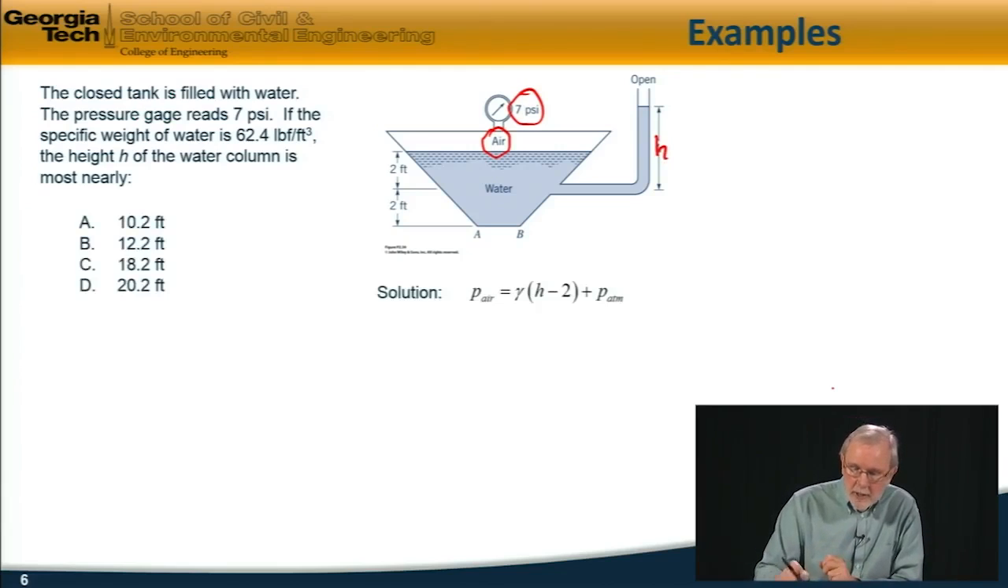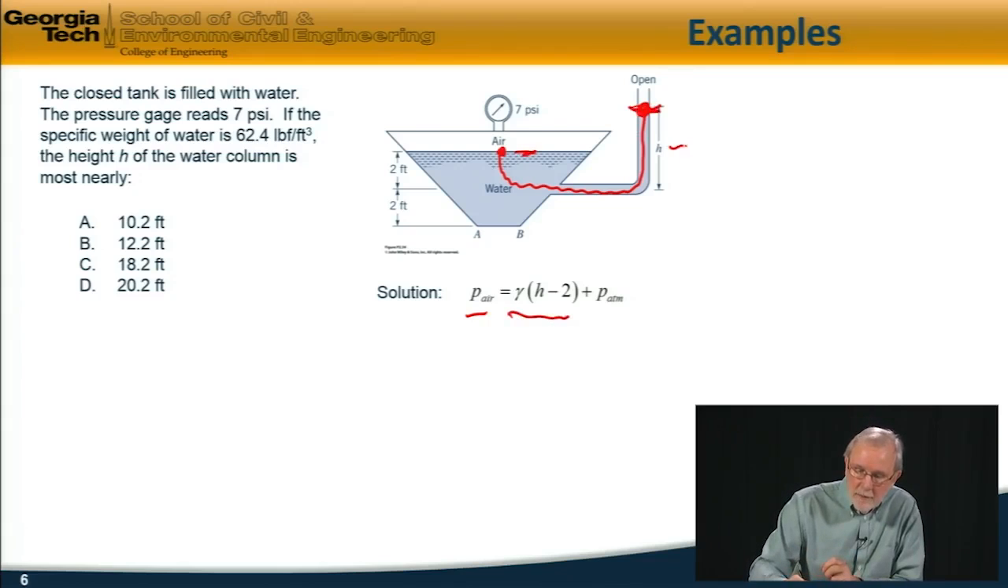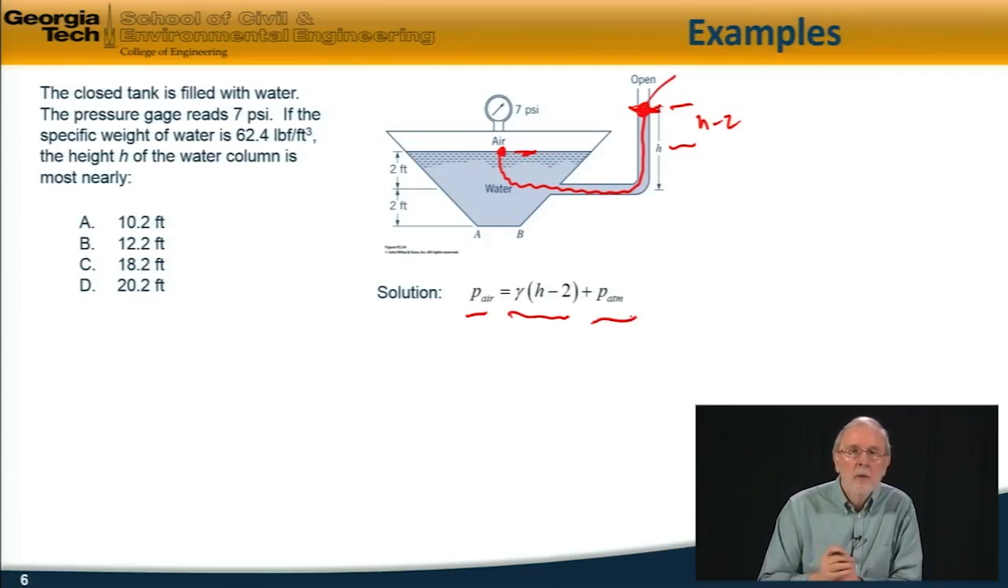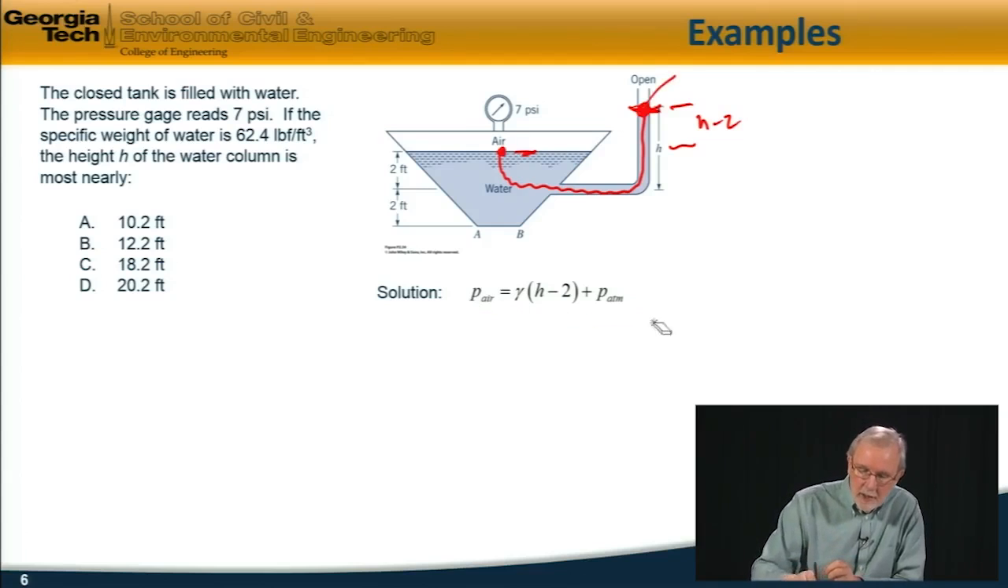So here's the solution. We apply that simple rule that I just applied. Start from this point and write the pressure there, P air. Go through the water column from here up to here, and this meniscus is higher than the free surface here, so that is equal to gamma times the height difference, which is h minus 2, and then add the pressure at the free surface there, which is atmospheric pressure. So this is our equation.